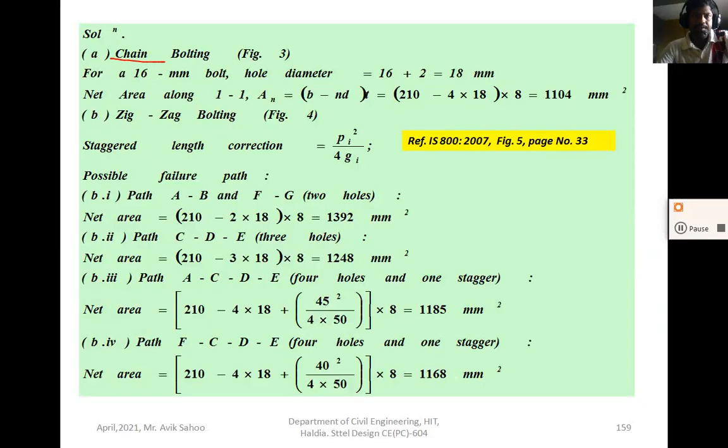Now first we consider the chain bolting pattern in figure 3. For a 16 mm bolt, what is the hole diameter? A standard clearance of 2 mm is used, and the hole diameter is 18 mm. Now the net area along 1.